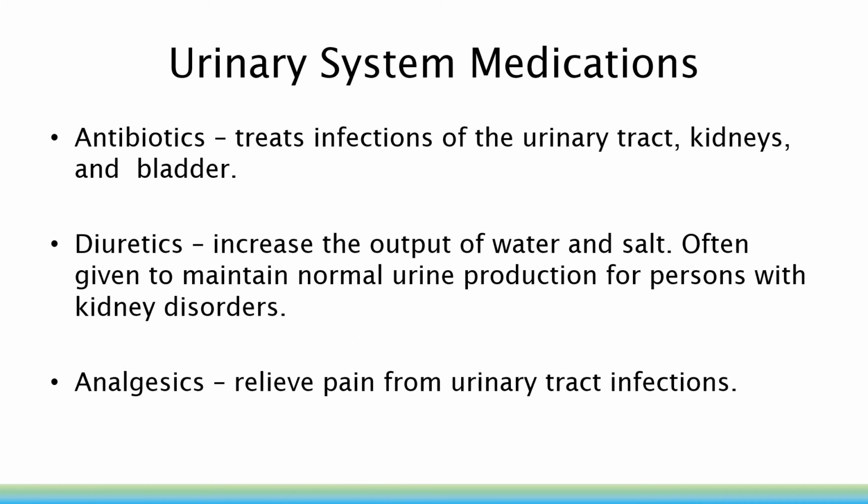Urinary system medications. Some of them include antibiotics that treats infections of the urinary tract, kidneys, or bladder. Some are diuretics to increase the output of water and salt, often given to maintain normal urine production for persons with kidney disorders.